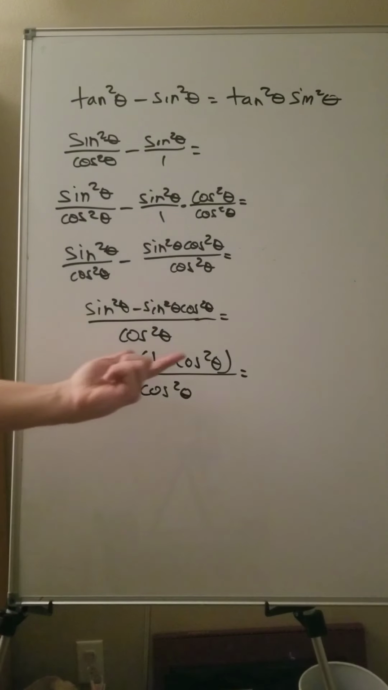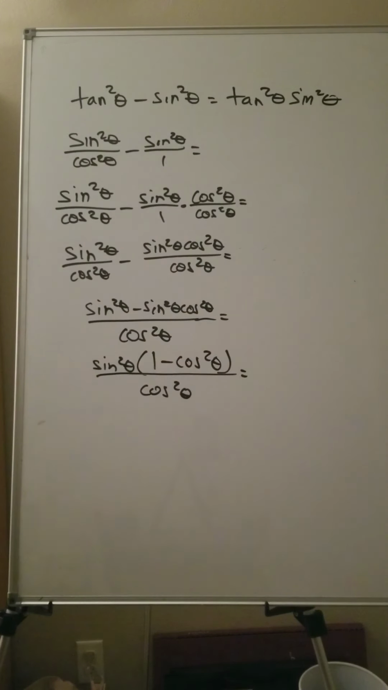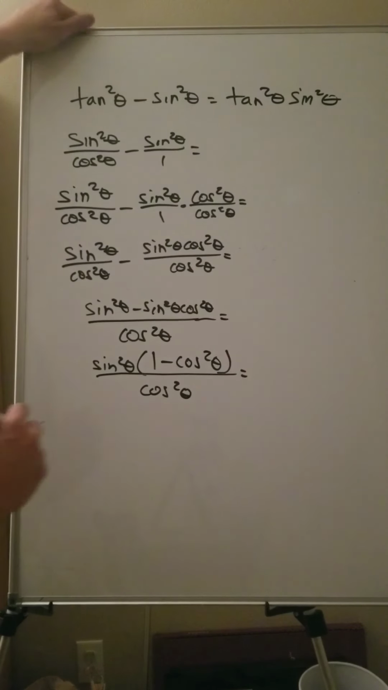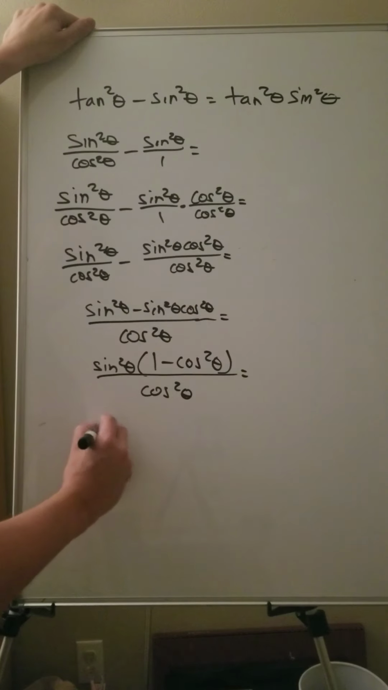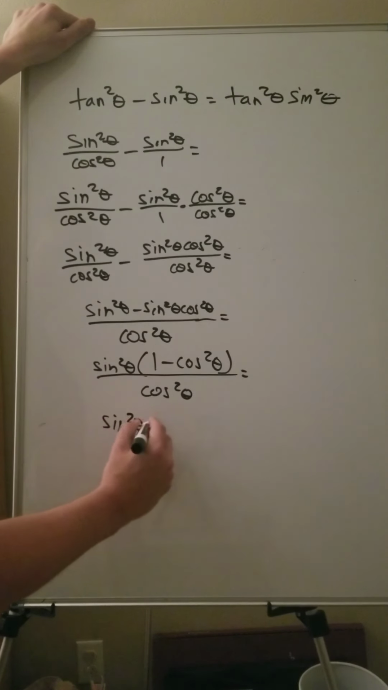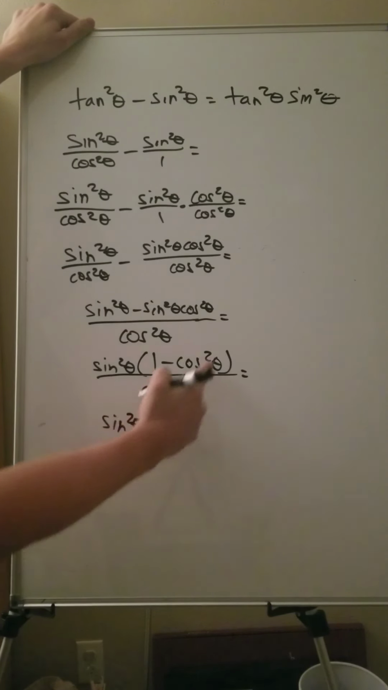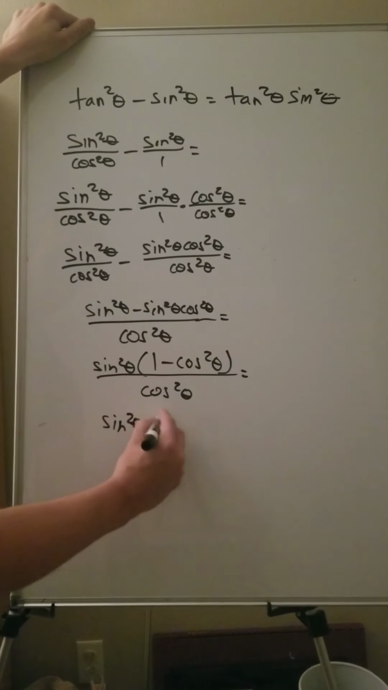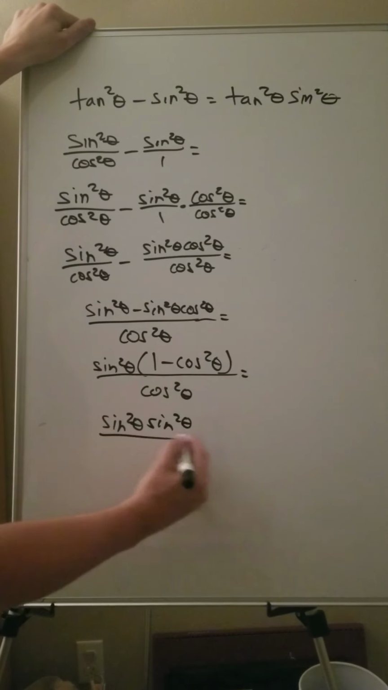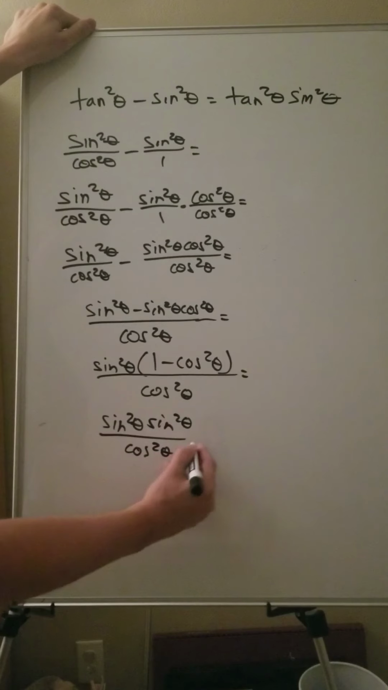However, now that I have this 1 minus cosine squared theta, well, I know what 1 minus cosine squared theta is equal to. It's equal to sine squared theta. So let's make that substitution and see what I have now. I have sine squared theta, which is what I already had. This is also another sine squared theta over cosine squared theta.